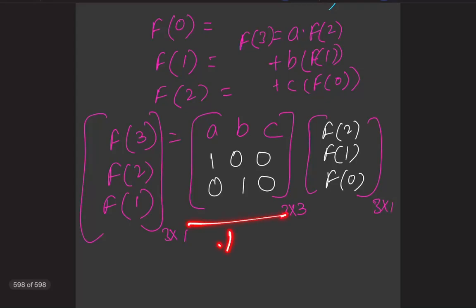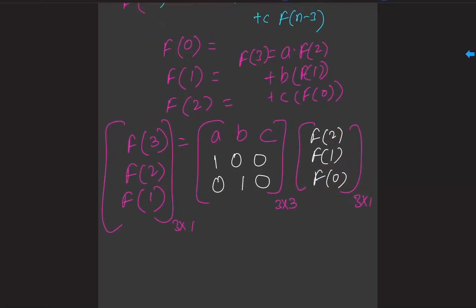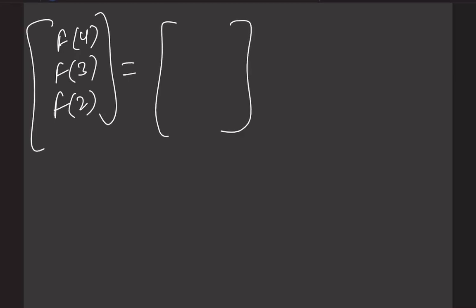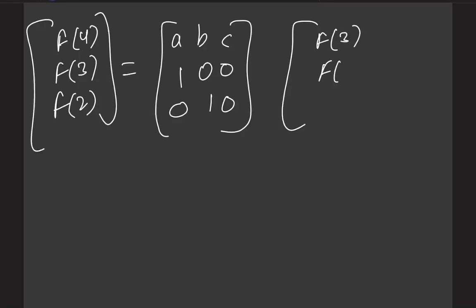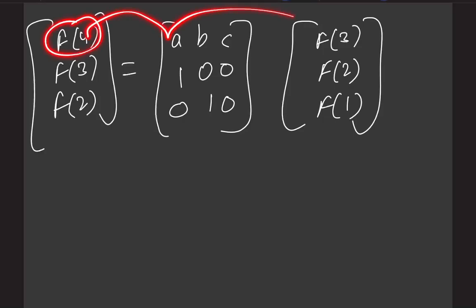So now this is our base matrix, and this is the matrix whose result we already know. We already know what is f of 0, what is f of 1, and what is f of 2. Okay, now if anyone says we have to find f of 4, then what will we do? We will just do f of 4, f of 3, f of 2 is equal to something a, b, c, 100, 010. And here f of 3, f of 2, f of 1, for the same reason: f of 4 is equal to a times f of 3 plus b times f of 2 plus c times f of 1.